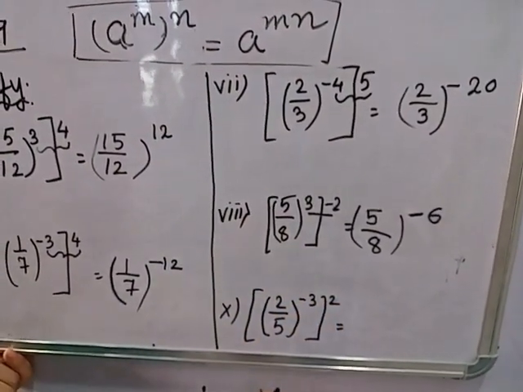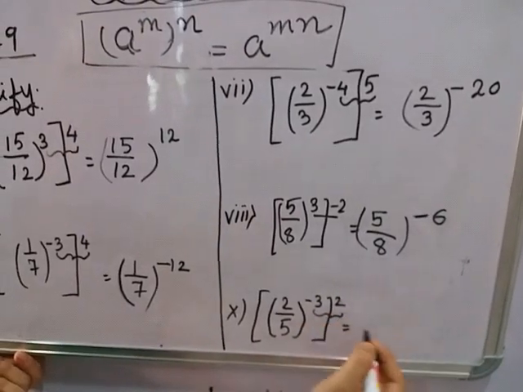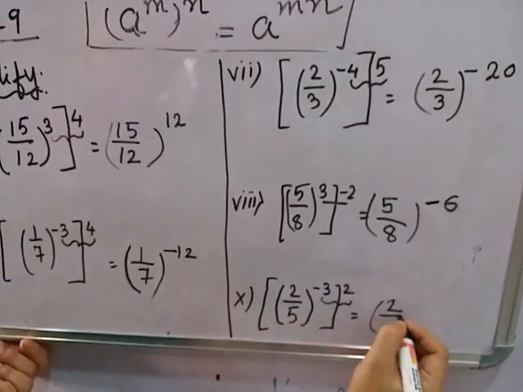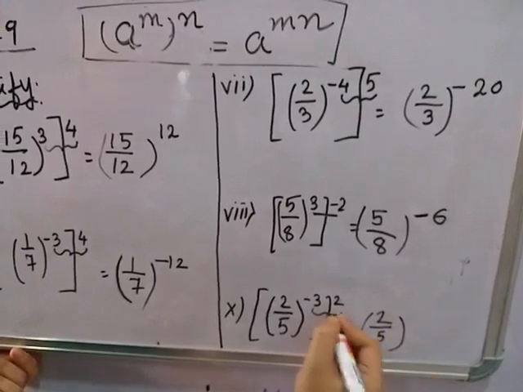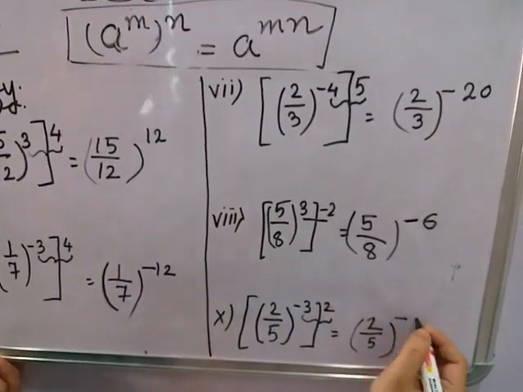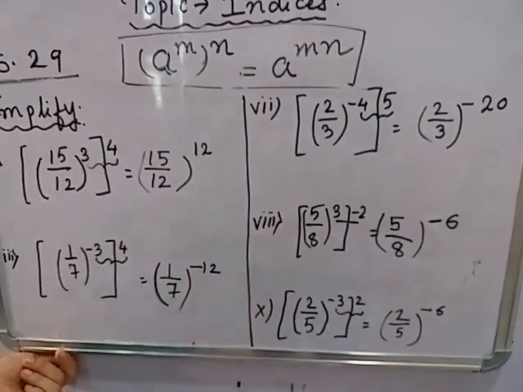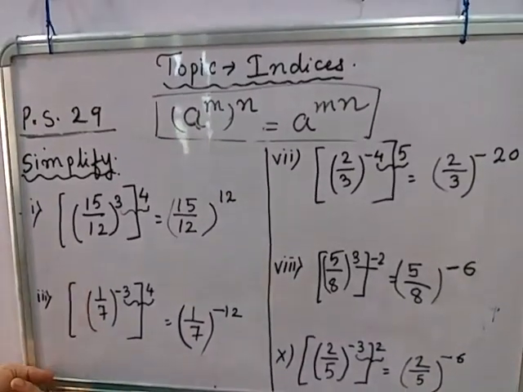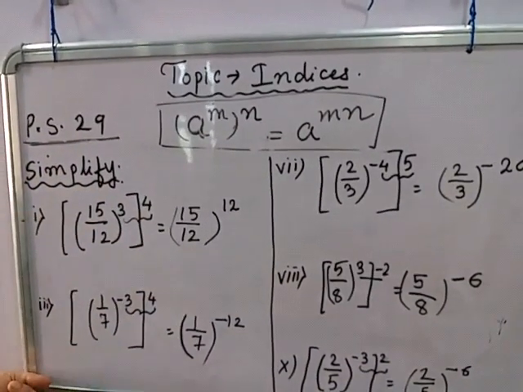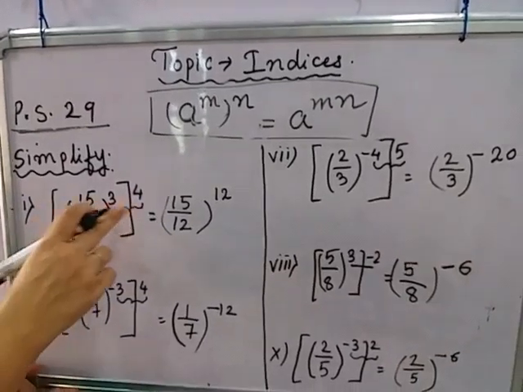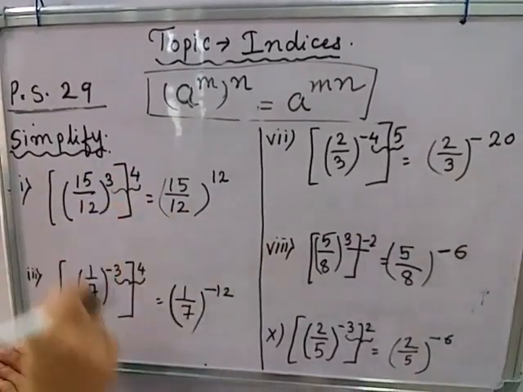Outside it is 2. So you are going to multiply this. So what is the answer you are going to get? 2 upon 5. Negative 3 into 2, negative 6. Okay. So student, there are a few more questions in this simplify question, so you have to do them by yourself. You just have to multiply the indices.